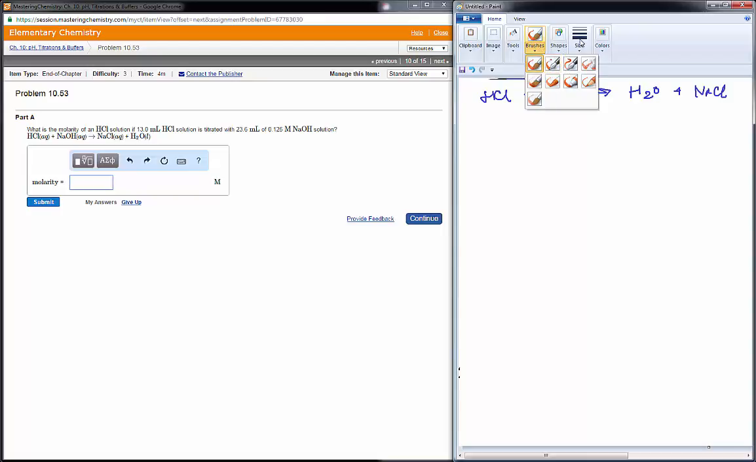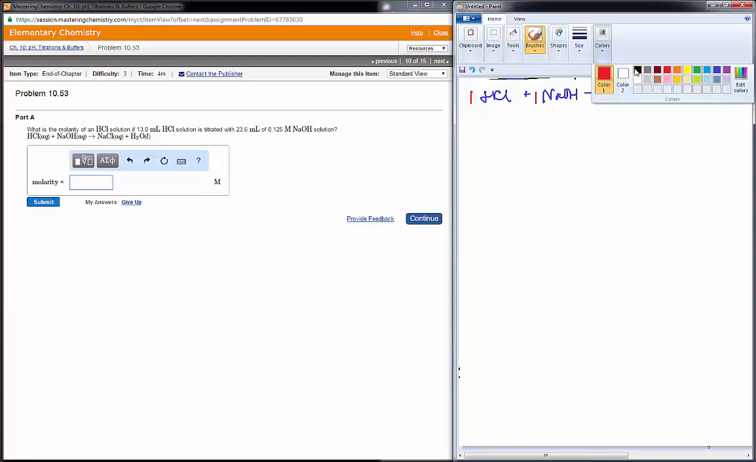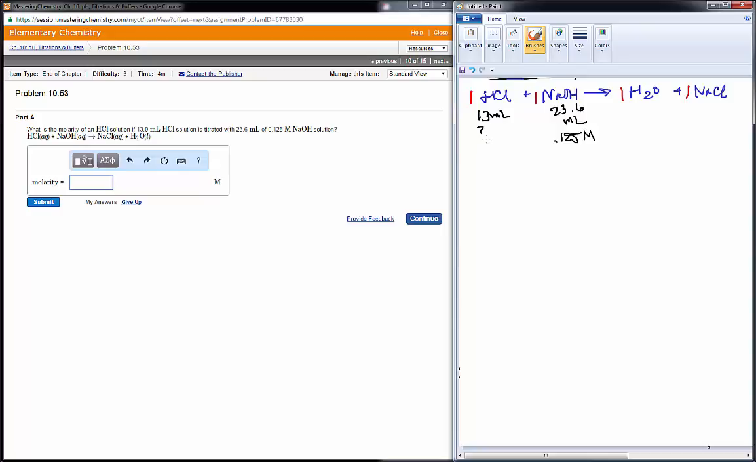Okay, so it's balanced. And the nice thing about this being balanced, as we can see, is that one of these reacts with one of those to make one of those and one of those. So we have a 1-to-1 molar ratio. That's kind of nice. So if I know that I have 23.6 milliliters of a 0.125 molar solution, and I know that I've got 13 milliliters here, and I want to know what is the concentration. Then again, and you can use your roadmap for this, it'll tell you exactly what to do.